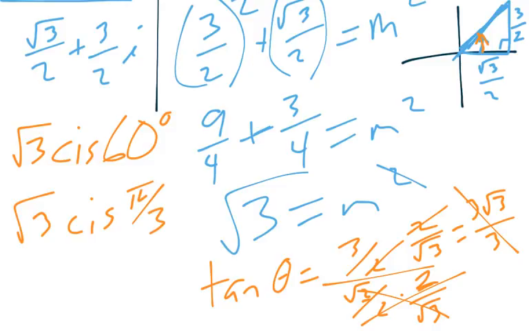Once again, the idea is to simply use the Pythagorean theorem to find the modulus, and then use the inverse tangent to find the angle. If it's in a different quadrant, you may have to add or subtract from 180 or 360 in order to make it work.